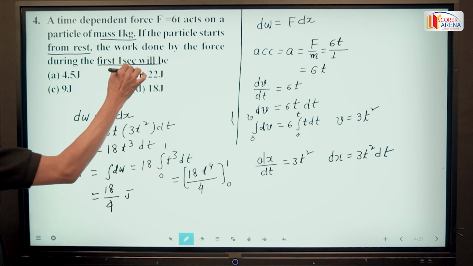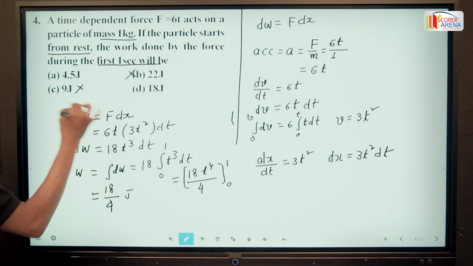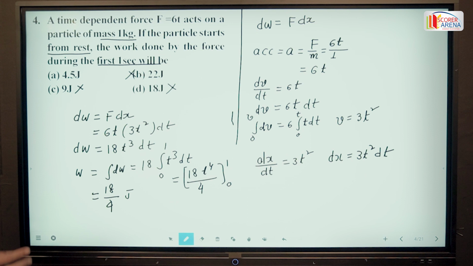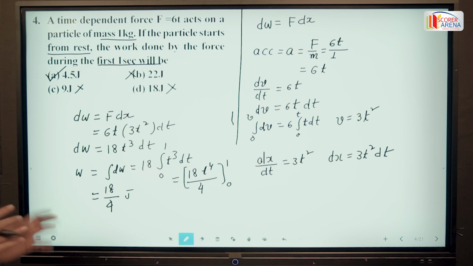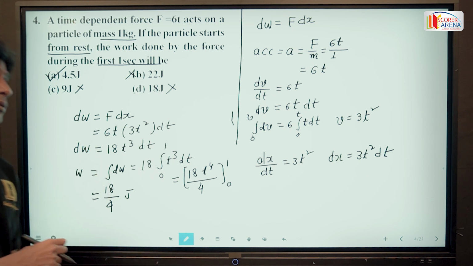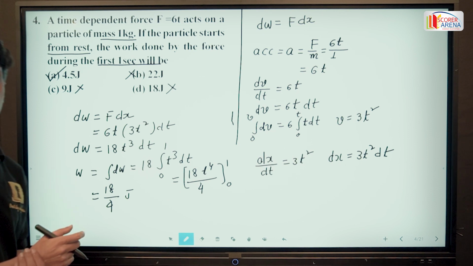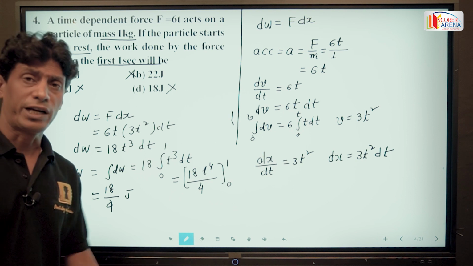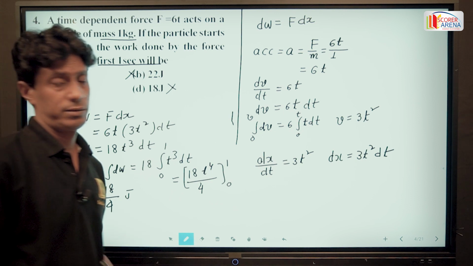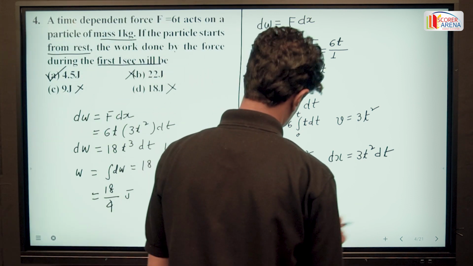So 22 joule, 9 joule and 18 joule are the wrong answers. The right option matches here, which is 4.5 joules. So this is the way to find out the work done where the force given is variable and time dependent. And this problem can also be solved by another, alternative method.